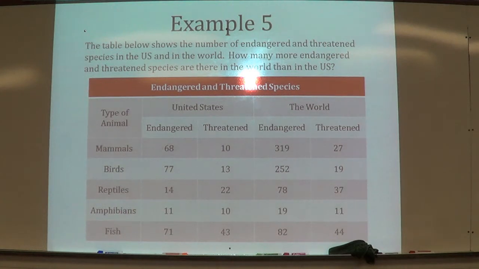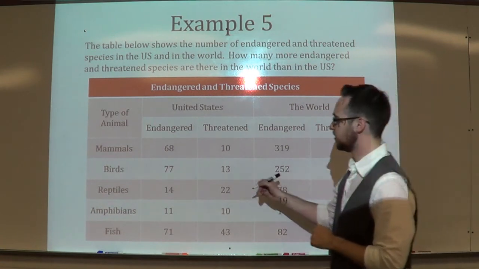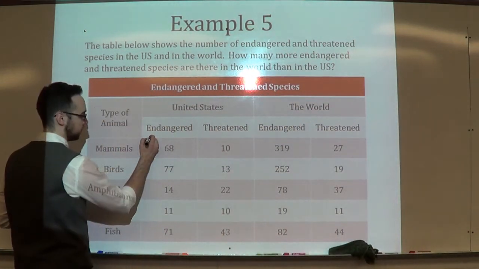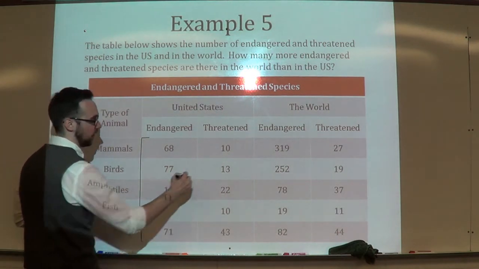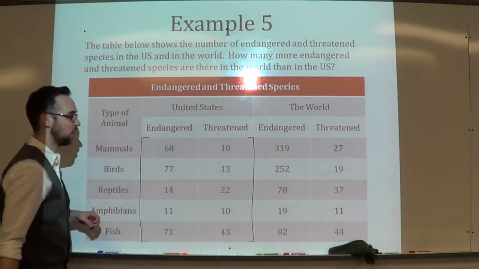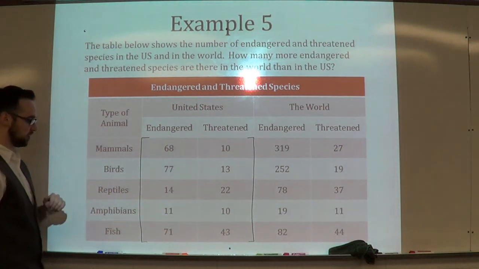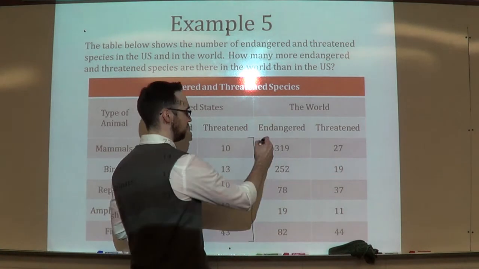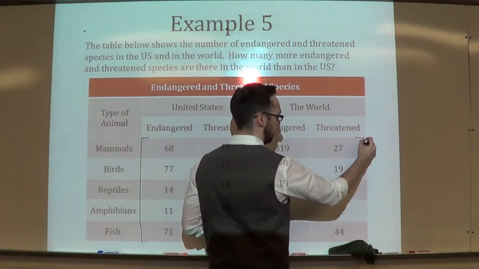So really what we can do is create 2 different matrices here. We can create one for the United States and then one for the world. So really this is one matrix that you can create. The first column for the endangered, the second column for the threatened, and then each row represents the mammals, the birds, the reptiles, the amphibians, and the fish. And then we can have a second matrix over here of all of this information.